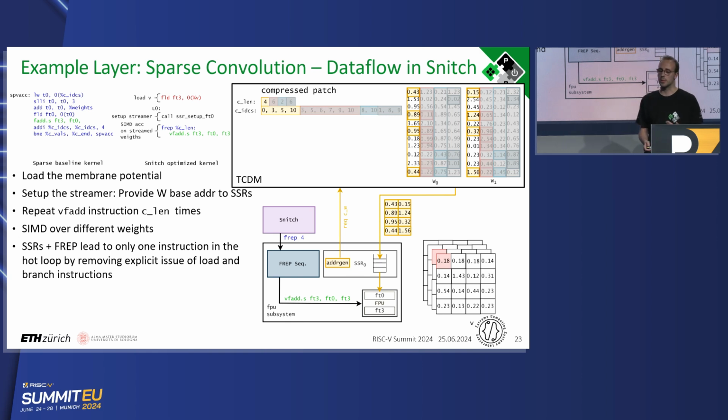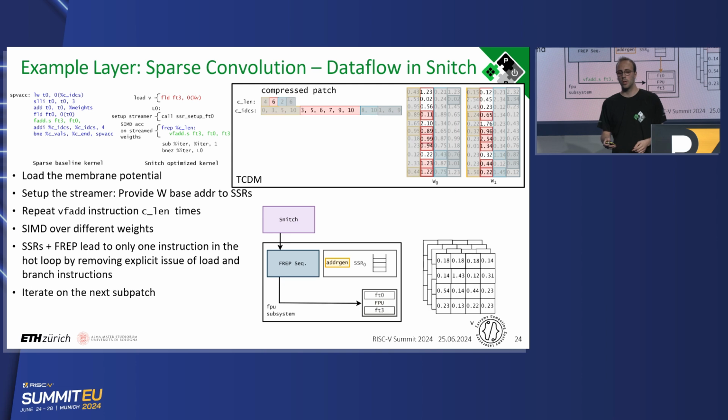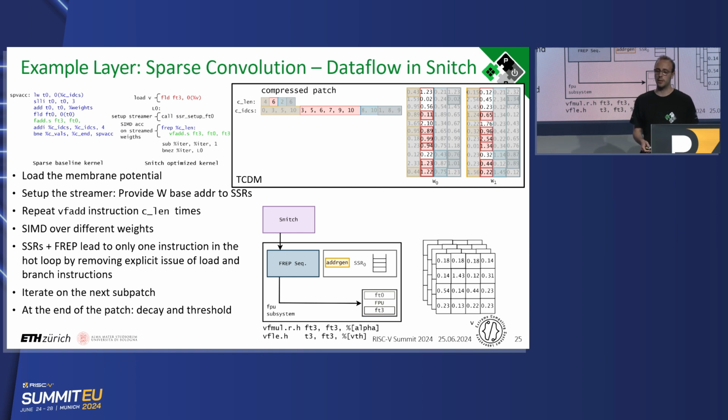Once we process one sub-patch of the whole convolutional patch, we jump to the next sub-patch. And once we have computed the whole convolutional patch, we apply the last two instructions of the leaky integrate and fire activation function. By doing so, we perform a sort of layer fusion, so we don't have to write the value back into the external memory. And also, in the hot loop of the sparse convolution, now we have only one instruction, which is the useful instruction that we want to issue.